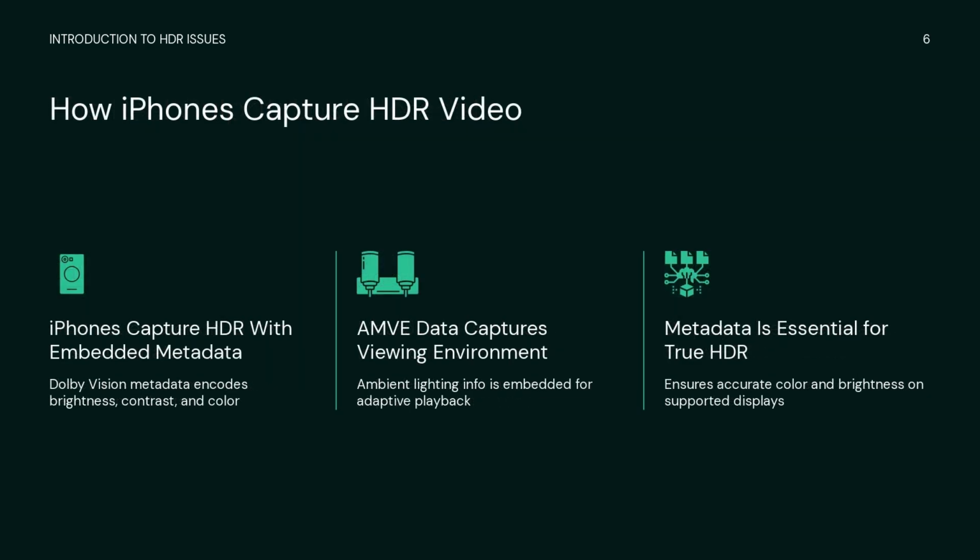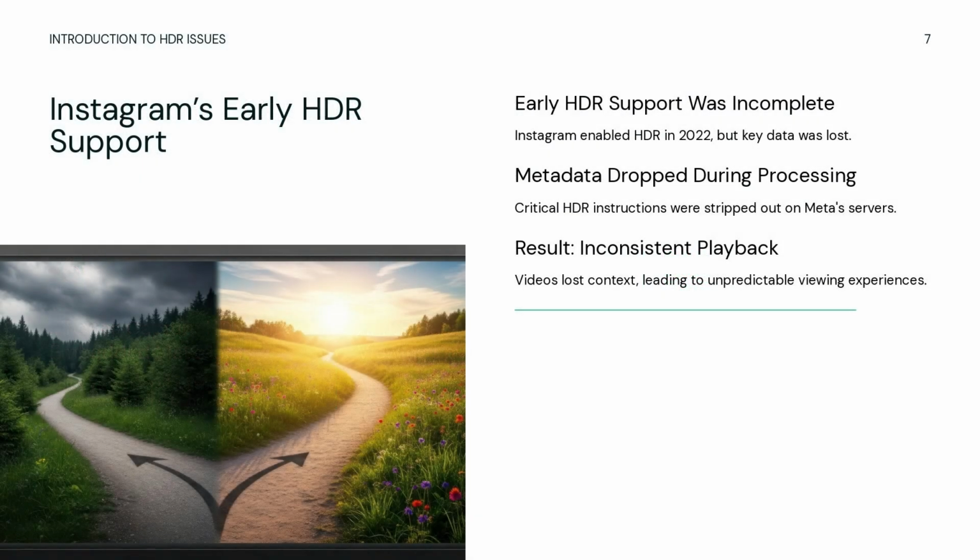On the iPhone side, HDR capture works correctly. When an iPhone records HDR video, it embeds Dolby Vision metadata directly into the file. This metadata includes brightness, contrast, color information, and ambient viewing environment data, also known as AMVE. At capture time, HDR video is complete and accurate. Instagram enabled HDR support in 2022. However, the implementation was incomplete. During server-side processing, critical HDR metadata was removed. As a result, HDR context was lost before videos reached users.